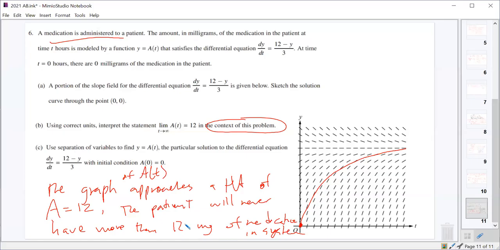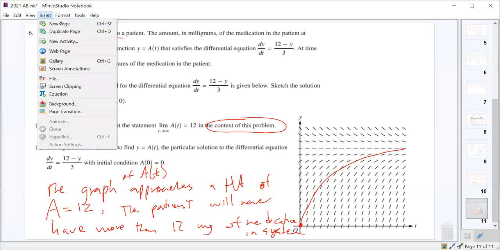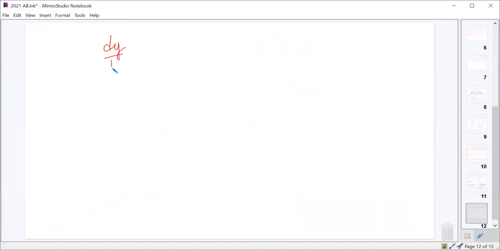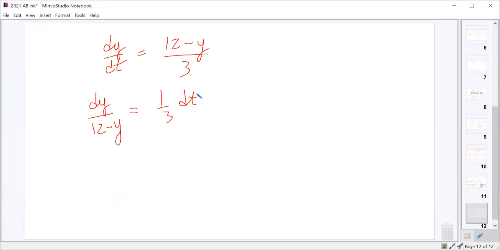Yeah. All right, part C, we're just going to separate the variables and find the particular solution with the initial condition that A of 0 is 0. So we got dy dt equals 12 minus y over 3. Right? So we'll have dy over 12 minus y equals 1/3 dt. We'll integrate both sides. The right side just becomes 1/3 t plus a constant.